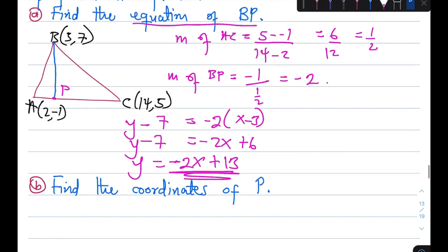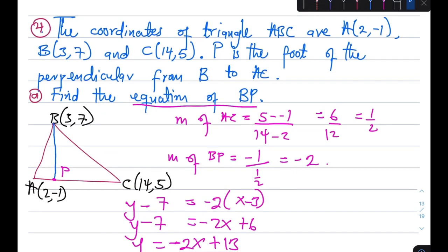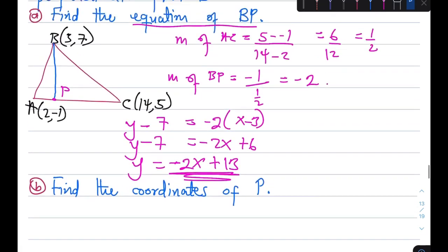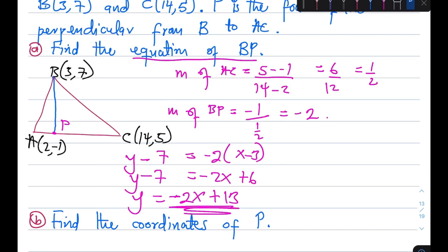Then they want us to find the coordinates of what? P. Now they want us to find the coordinates of P. Don't go and say that P will be the midpoint of A and C. It's not true. Why? Because they didn't say that it is a perpendicular bisector. They just said it's a perpendicular. So you can't use that. But what we can do is, if we can find the equation of the line AC, since we know the equation of the line BP, we can solve the two simultaneously and we will get the coordinates of point P. So let's do that.